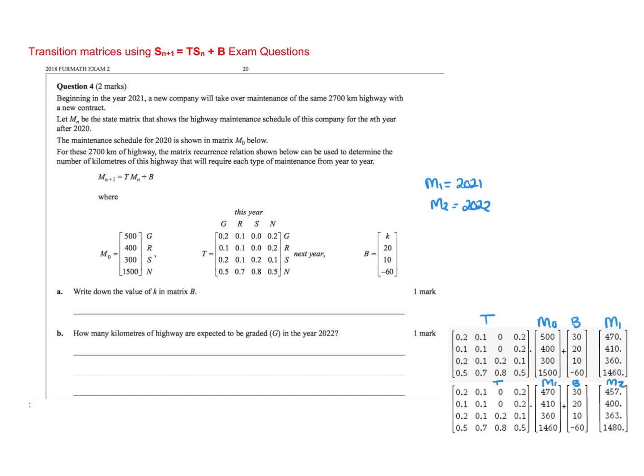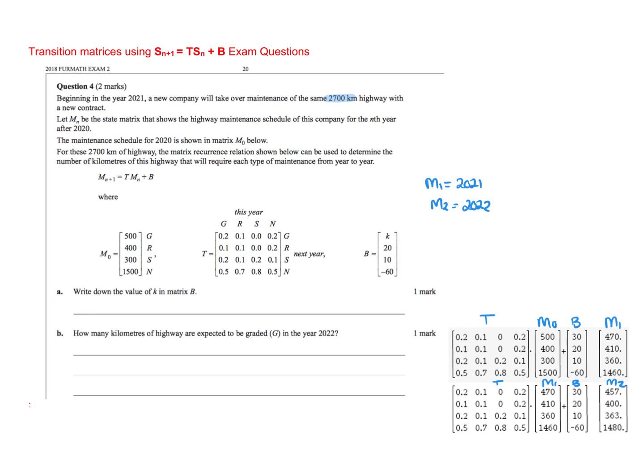Beginning in the year 2021, a new company will take over the maintenance of the same 2,700 kilometres of highway in a new contract. So this is up to question 4 in an exam, and you don't need the previous information, but it was all about a highway and they were repairing a highway, okay? But what's important here, they are telling you they will take over the maintenance of the same 2,700 highway. So that's what they're looking at.